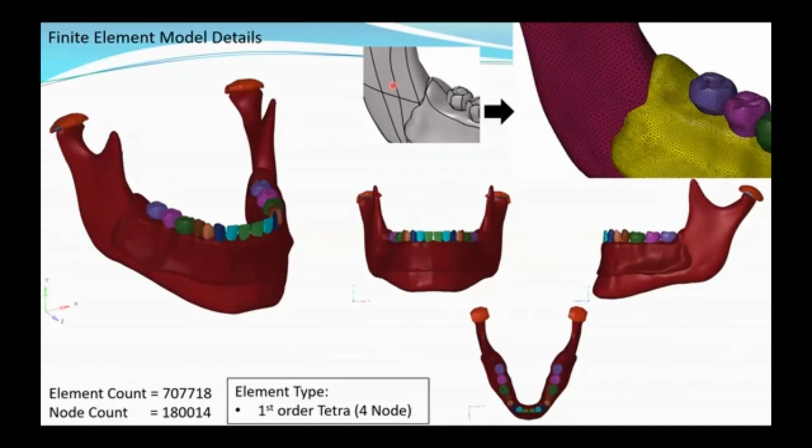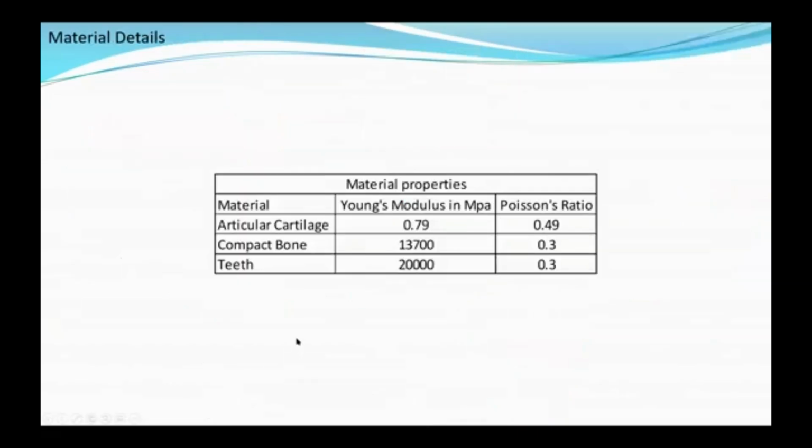This is a typical geometry that we get, which is converted into a finite element model. What you can see here is that it is split into a countable number of parts. The total element count was 7,07,718, and the nodes are this much. We have used first order tetrahedral elements for this analysis. These are all the material properties we have used in this analysis.